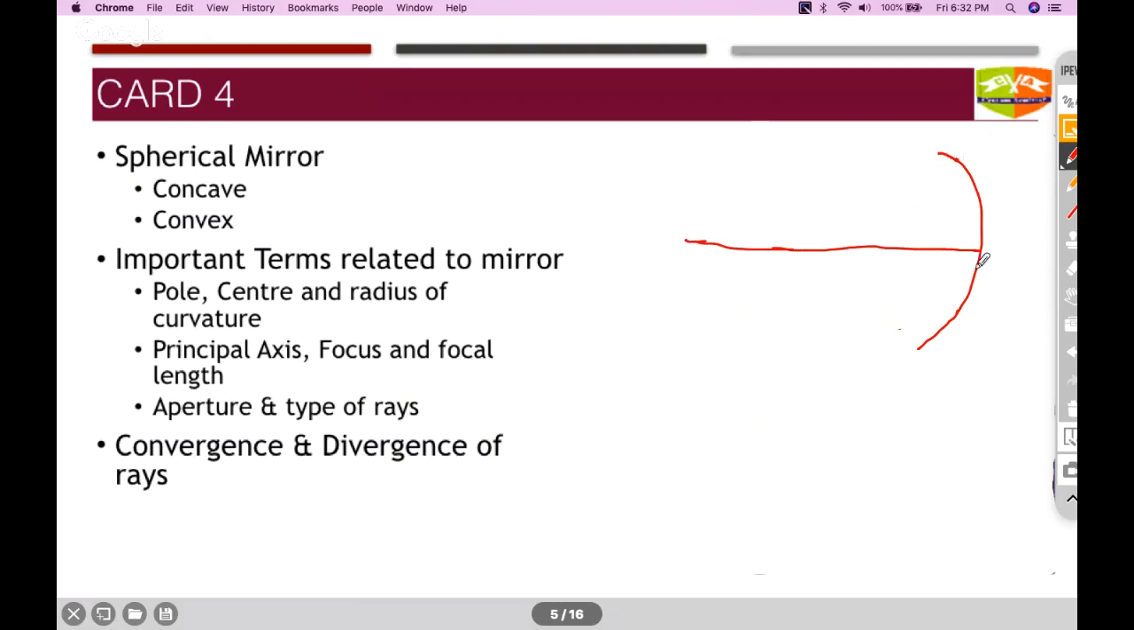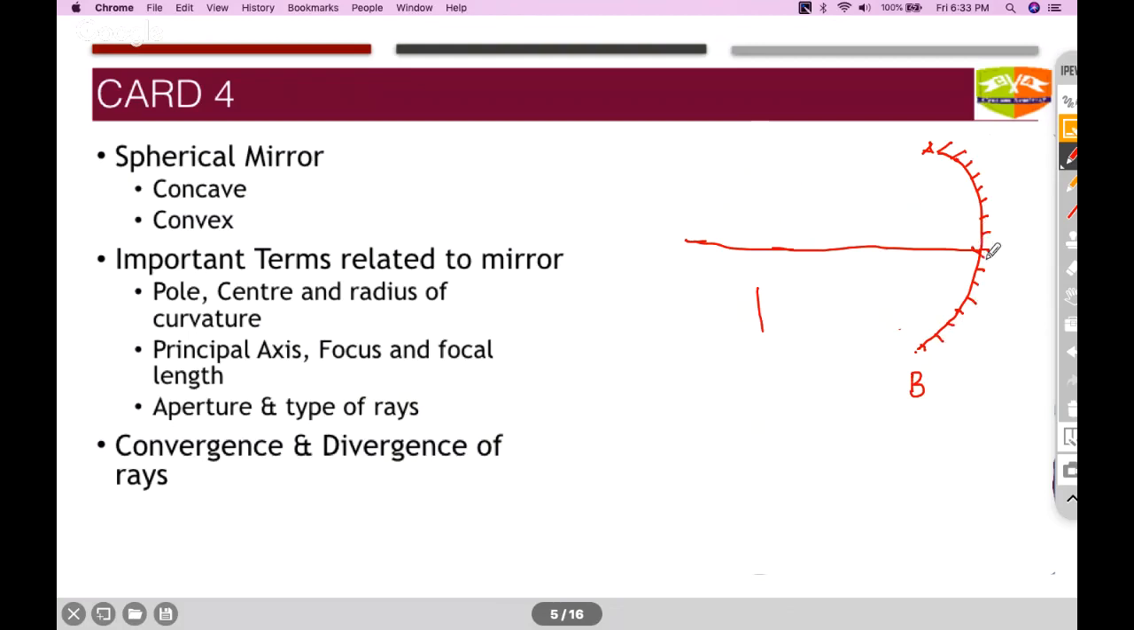So the first thing is the pole. A concave mirror would be cut from some solid glass, so it would be a portion of solid glass. Suppose this is circular in nature, something like this. I have taken only part of that as the mirror, and the other part I have just polished.